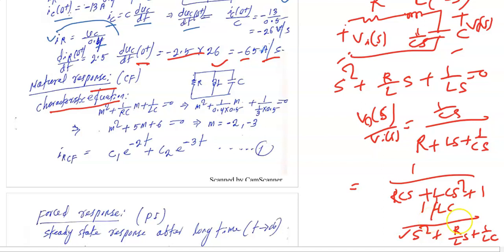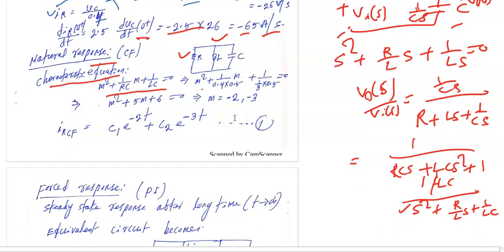What about the left-over numerator and denominator? This is for the series, and here the circuit configuration after the source is reduced to 0, so the characteristic is a parallel combination. So the characteristic equation becomes this. Put in the values: m² + (1/(0.4×0.5))m + 1/(3×0.5), so ultimately m² + 5m + 6, which gives m = -2 and m = -3.